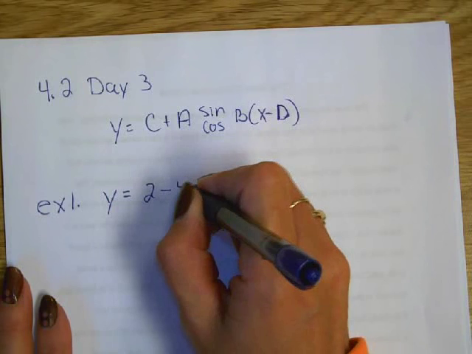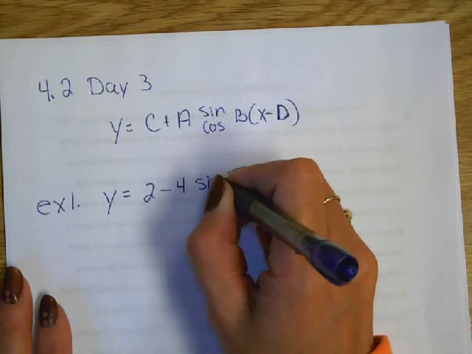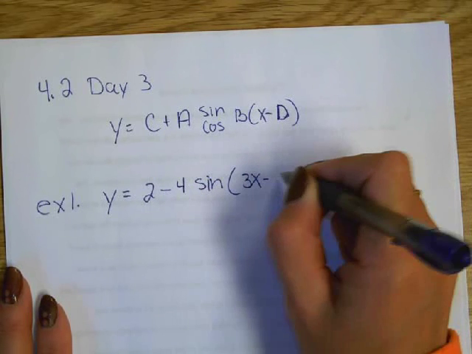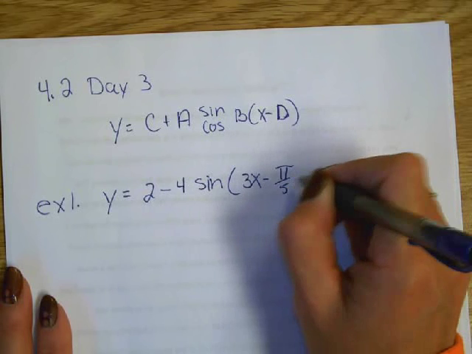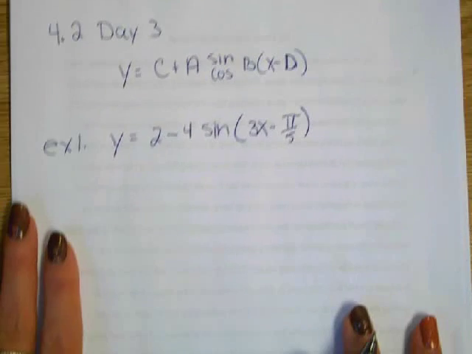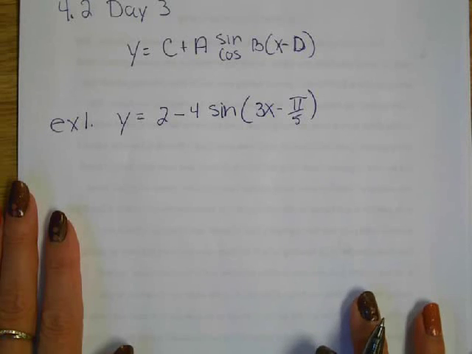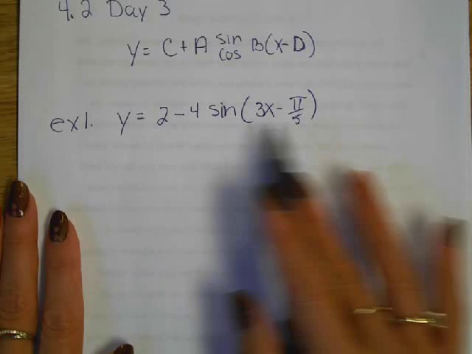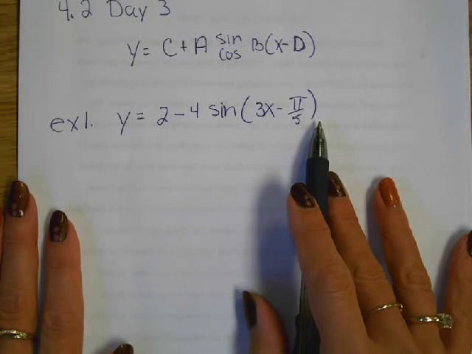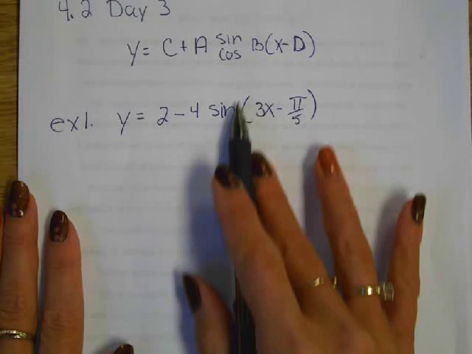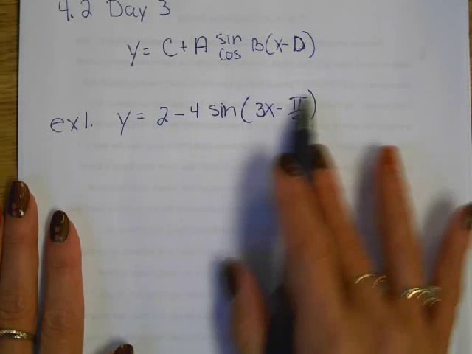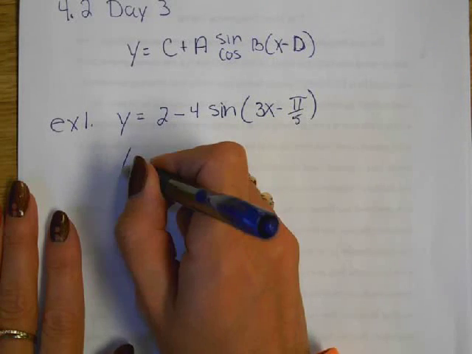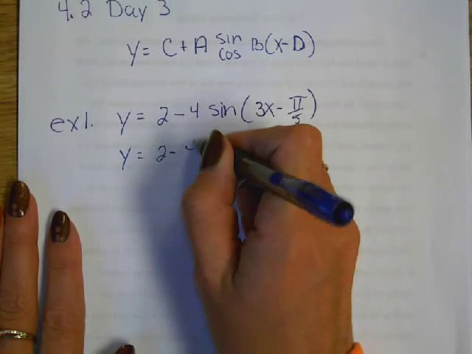2 minus 4 sine of (3x minus pi over 5). I'm making nothing easy on this one. Okay, first things first, when you see the parentheses, is this in standard form? No. We've got to take the 3 out in front of the parentheses, because that will change this number, which is our phase shift. So don't just automatically grab the phase shift off of this. So we take time, pull the B out in front.